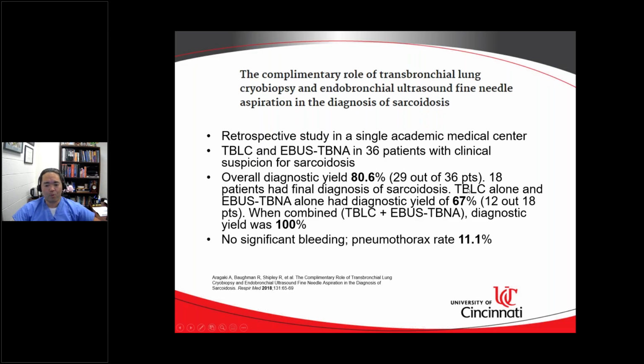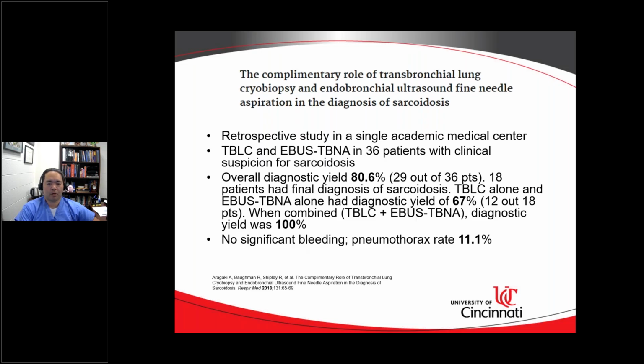And what was interesting is we did EBUS and we did cryobiopsy instead of transbronchial lung biopsies. And what we found is that when analyzed on their own, EBUS had a diagnostic yield of 2/3 or 66.7%, and cryo the same. But when you combine both, you achieved 100% diagnostic yield for sarcoidosis. So the thought was that they're complementary in terms of diagnosis.